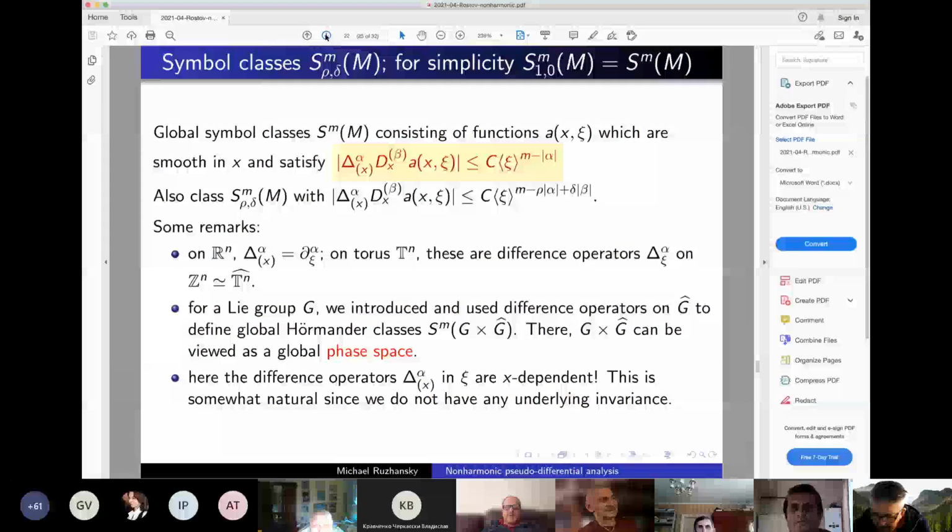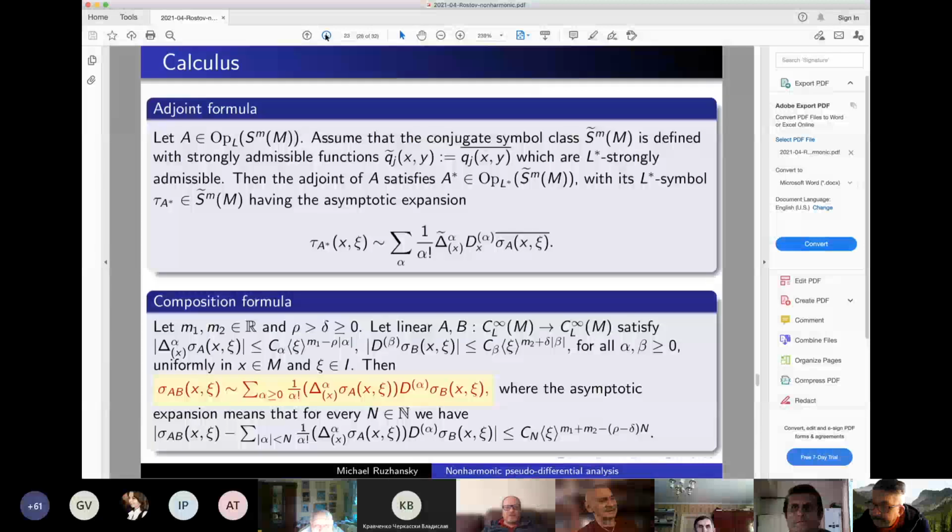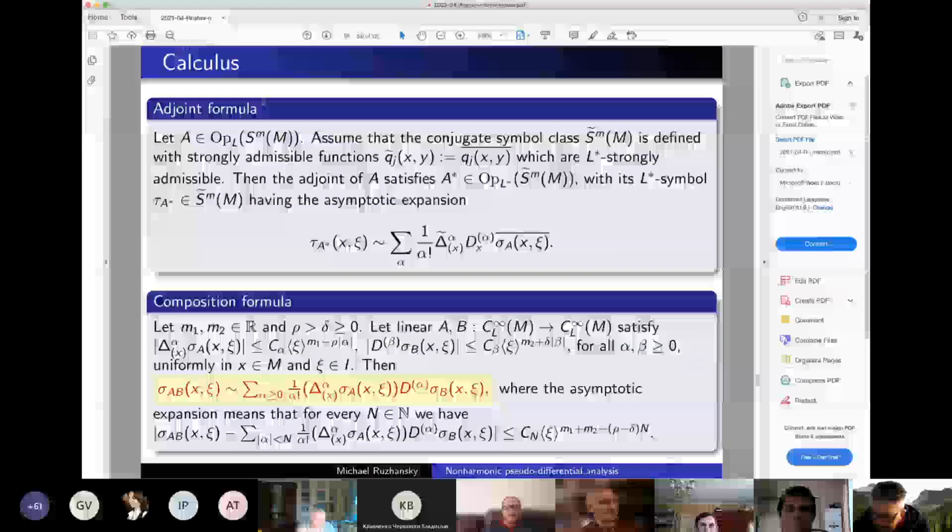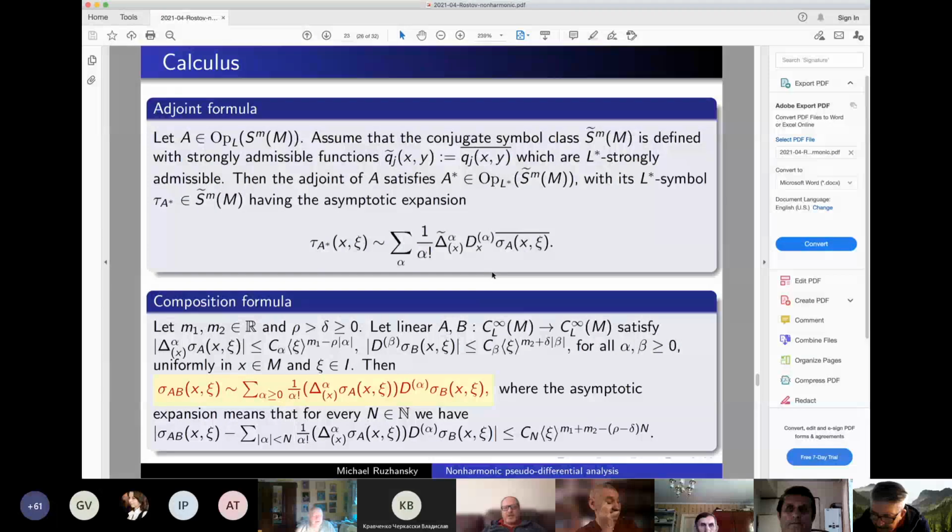But anyway, once we define these difference operators, we have a definition of these symbol classes, and then we have a nice calculus. Suppose we have an operator in this symbol class, then the adjoint operator A star will also be in the corresponding symbol class, but here again we keep track that this is the quantization formula with respect to L. So if A is in the symbol class S^m with respect to the L quantization, then we can prove that the adjoint operator is in the symbol class S̃^m with respect to the L star quantization, where the class S̃^m is defined in terms of this S^m. And we have an asymptotic expansion for the symbol of A star.